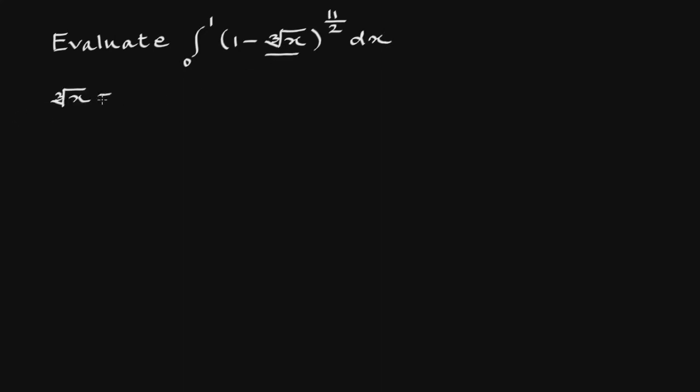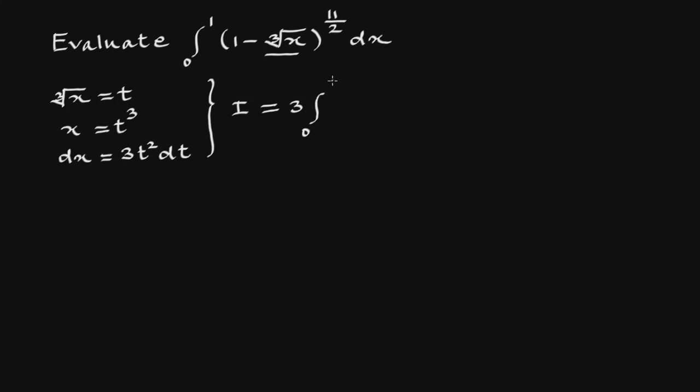Now the problems based on this. The first is evaluate the integral from 0 to 1 of (1 minus cube root of x) raised to 11 upon 2 dx. We have to put cube root of x equals t. So x will be t cube and dx 3t square dt. After this substitution and simplification, we get the integral 3 from 0 to 1 of t square into (1 minus t) raised to 11 upon 2, which will be 3 times the beta function B(3, 13 upon 2).